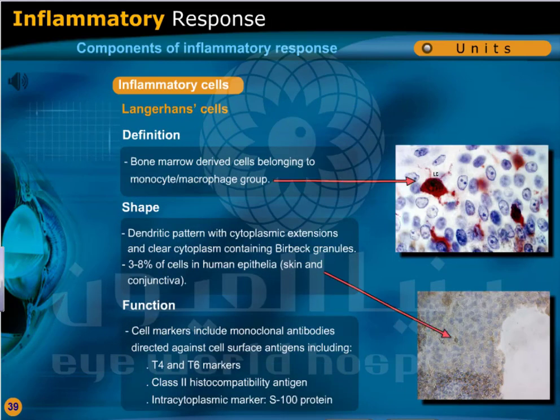Langerhans cells are bone marrow-derived cells belonging to the monocyte macrophage group. They have a dendritic pattern with cytoplasmic extensions and clear cytoplasm containing Birbeck granules. They constitute 3 to 8% of cells in human epithelia, including skin and conjunctiva. Cell markers include monoclonal antibodies directed against cell surface antigens, including T4 and T6 markers, class II histocompatibility antigen, and the intracytoplasmic marker S100 protein.